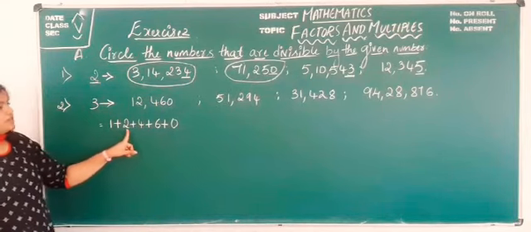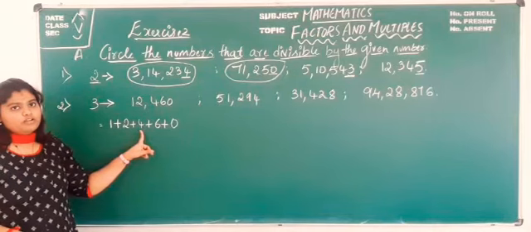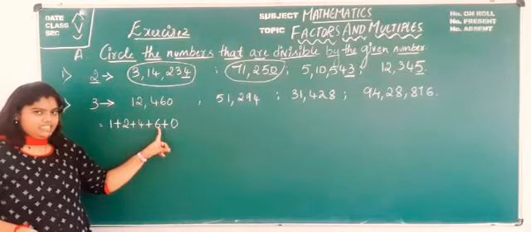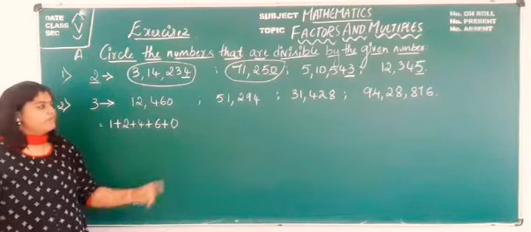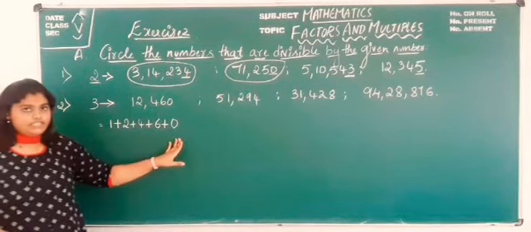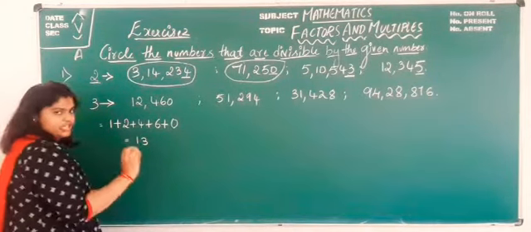So what is 1 plus 2? 3. What is 3 plus 4? 7. What is 7 plus 6? 13. 13 plus 0? 13. So the sum of all the digits is 13, and whether 13 is divisible by 3, we shall check.